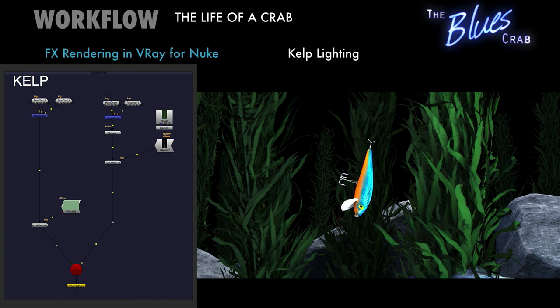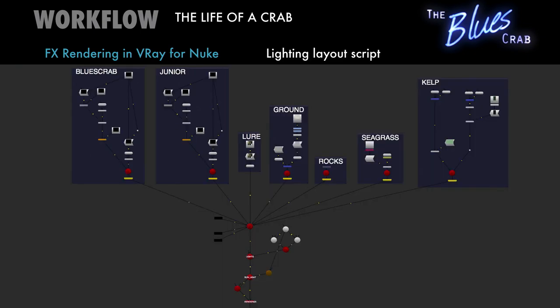So here's another example of the kelp asset. And in Maya, we can just change the layout of the kelp, export an alembic, and plug it into this Nuke stack for each shot. Earlier I mentioned we split the Nuke lighting script from the Nuke final comp script. And here you can see the V-Ray for Nuke lighting setup. Notice all the individual character and set piece stacks combined with a light rig and render elements set up below, one for each shot rendered into a multi-channel EXR.